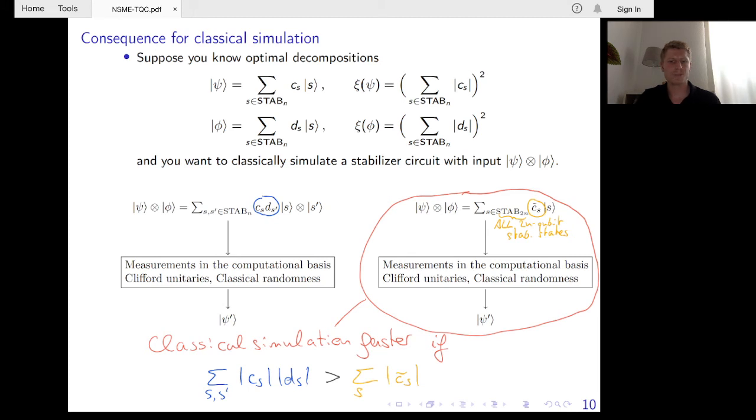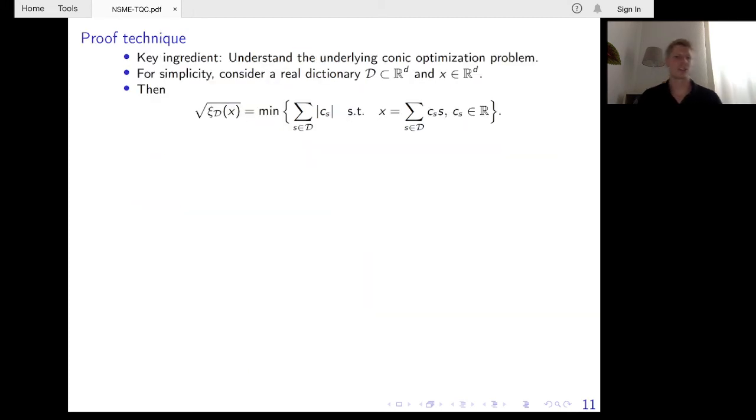Okay, so now finally let us talk a little bit about the proof techniques that we used. The first key ingredient here is that you have to understand the underlying conic optimization problem, and we want to exploit duality because while we have a conic optimization problem, this always comes with a dual problem. Now for simplicity, we consider the case of some dictionary, and this dictionary is a real dictionary, and we consider a real input x.